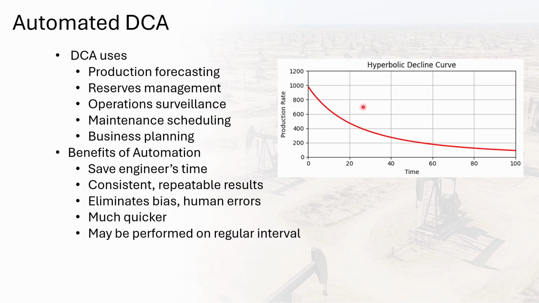So what we're trying to do is find the coefficients of the hyperbolic function that minimize that error. Now, for DCA, there are several uses. First is production forecasting, as I mentioned before. That ties into reserves management.